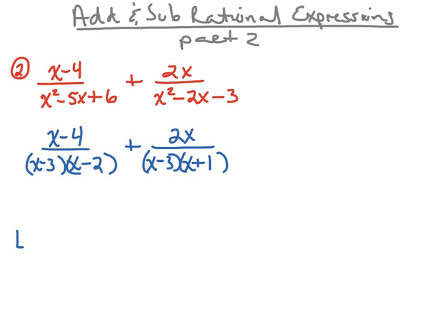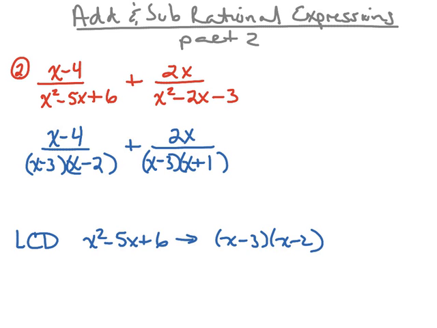What I'm going to do is go ahead and find my least common denominator. Now at this point, we've already taken that first denominator, x squared minus 5x plus 6, and we found the factors to be x minus 3 and x minus 2. We've also taken that second denominator, x squared minus 2x minus 3, and we found the factors to be x minus 3 and x plus 1.